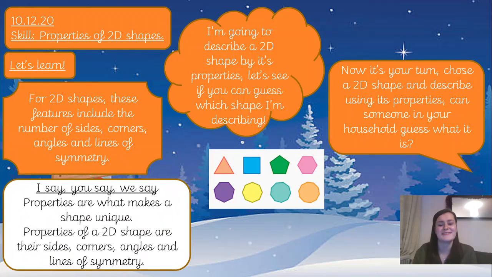Okay, well done if they got it, good job. So we're going to do I say, you say, we say. So I'm going to say it and then I hope you're going to say it. It seems a bit funny saying it to a computer, but here we go. Okay, properties are what makes a shape unique. Properties of a 2D shape are their sides, corners, angles, and lines of symmetry.